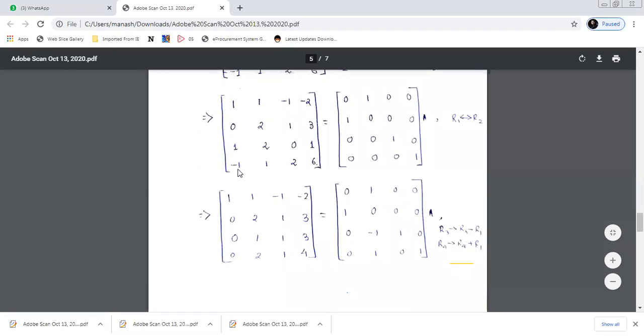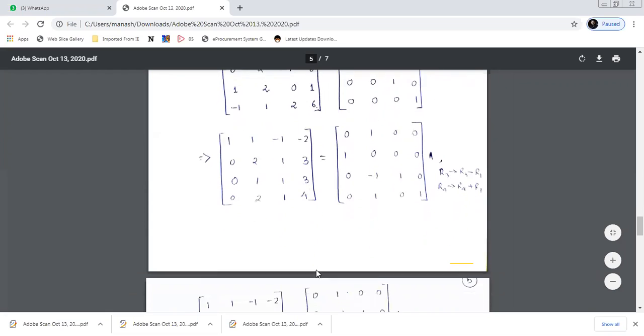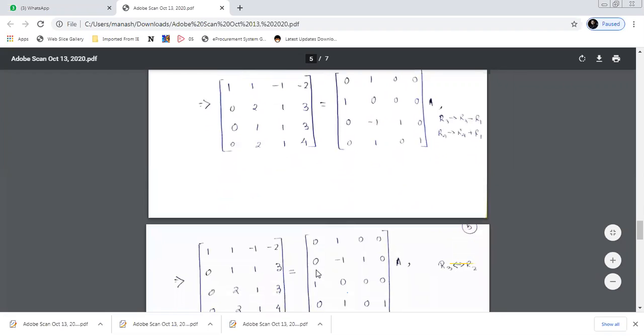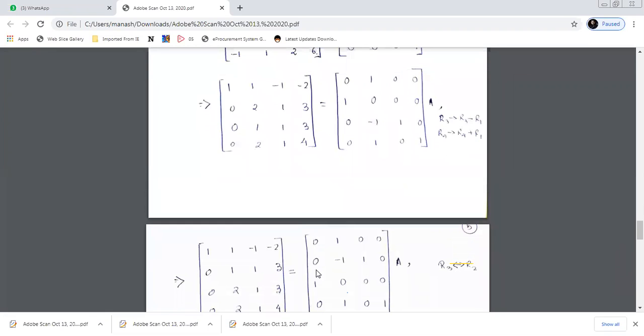So minus 1 plus 1, which is equal to 0, 1 plus 1, which is equal to 2, again 2 minus 1, which is equal to 1, 6 minus 2, which is equal to 4. So the same operation you have to do on the right hand side also. Same operation. Now see, now we interchange row 3 with row 2.